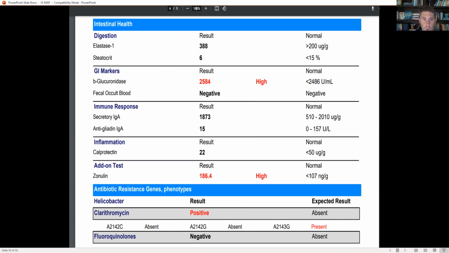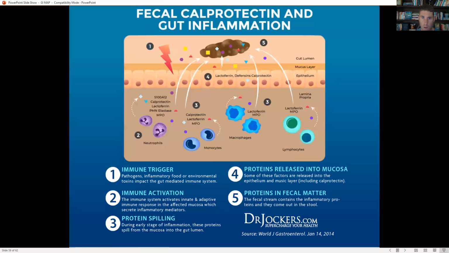So again, going back to these markers, we want that secretory IgA to be in that normal range. If it's really elevated, it's a sign that our gut is trying to fight against some sort of infection. If it's too low, it's a sign that we've had immune suppression, right? So that mucosal membrane is broken down and we're not able to produce enough IgA. And that could be from chronic stress, chronic infections, poor nutrient absorption, a lot of different things like that. So we're looking at that and checking that marker.